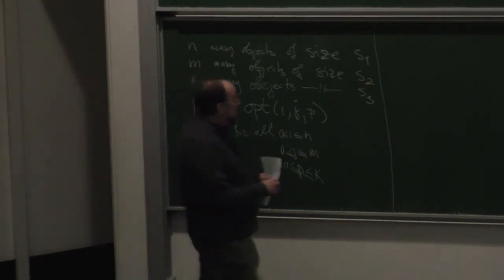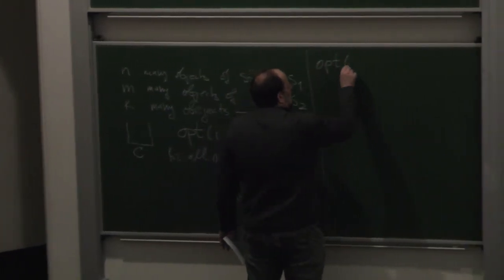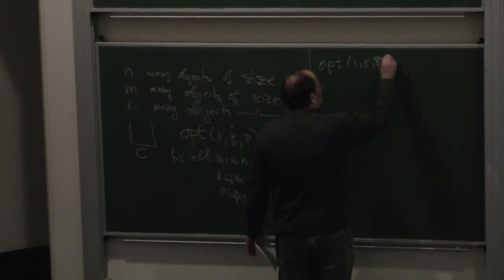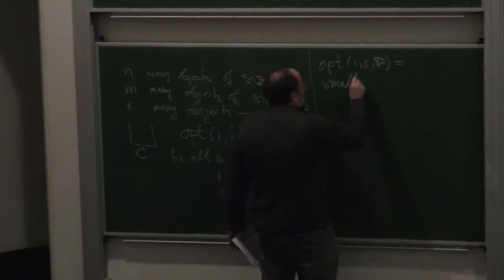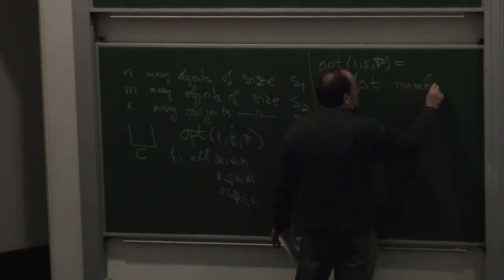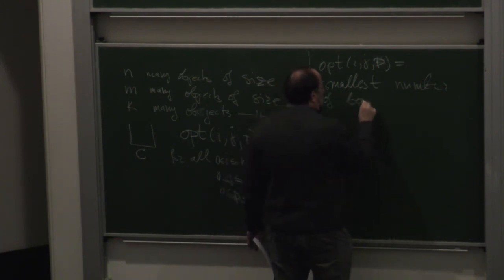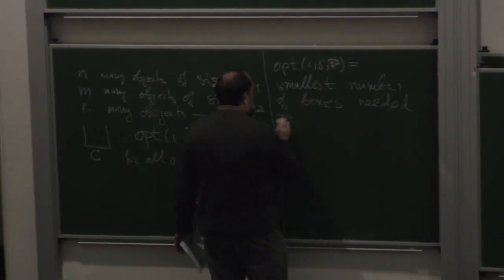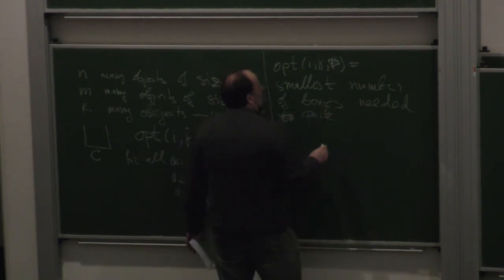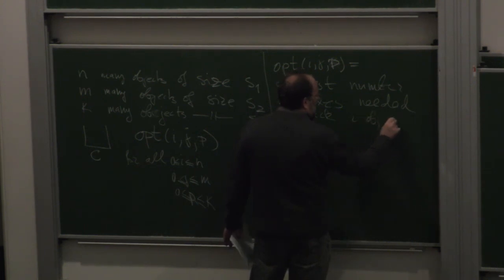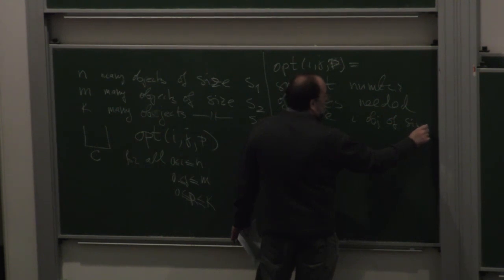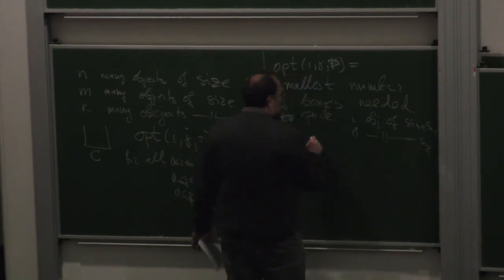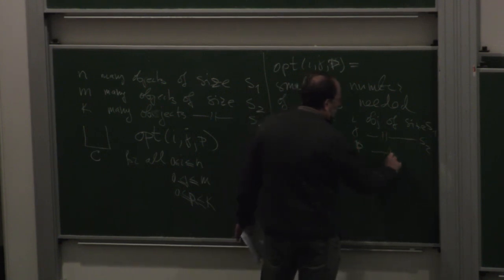So what is opt(i, j, p)? Opt(i, j, p) is the smallest number of boxes needed to pack i many objects of size S1, j many objects of size S2, and p many objects of size S3.